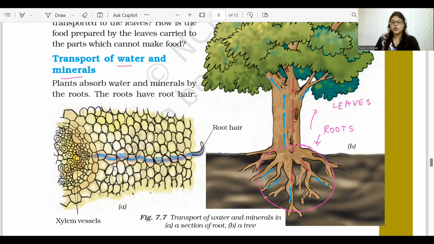So plants, they will absorb the water and minerals by roots. And the roots have root hair. If you ever pluck any plant from the soil, you will observe that the roots of the plants, like these roots we are drawing, have minute hair like structures. Okay, very fine hair like structures, so that are called as root hairs. Okay, these hair like structures are called as root hair.